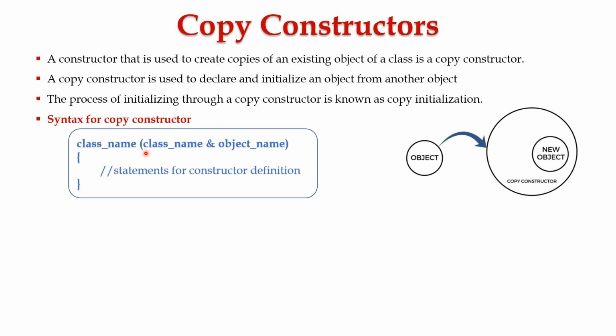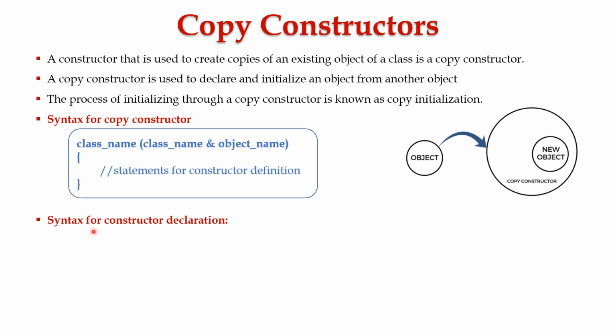So in arguments, we have passed the object. In order to represent the object, first we should have the class name followed by reference of the object. The reference of the object is denoted by ampersand object name, then followed by statements of the constructor to be executed and ended with closed curly parentheses.